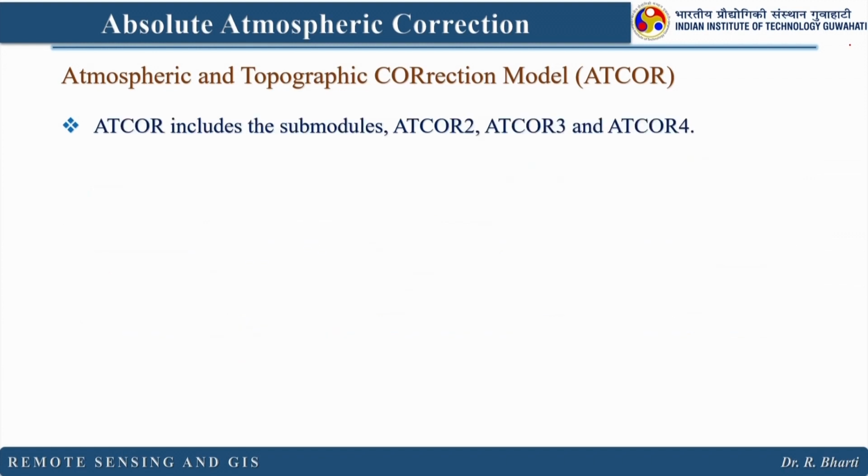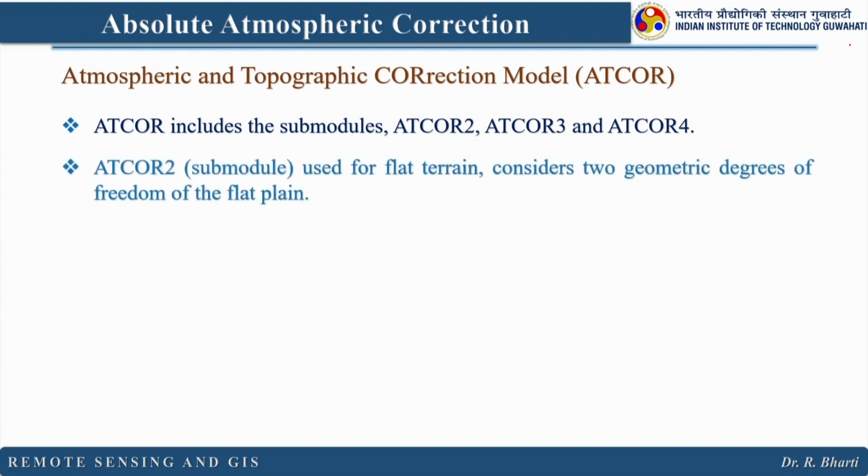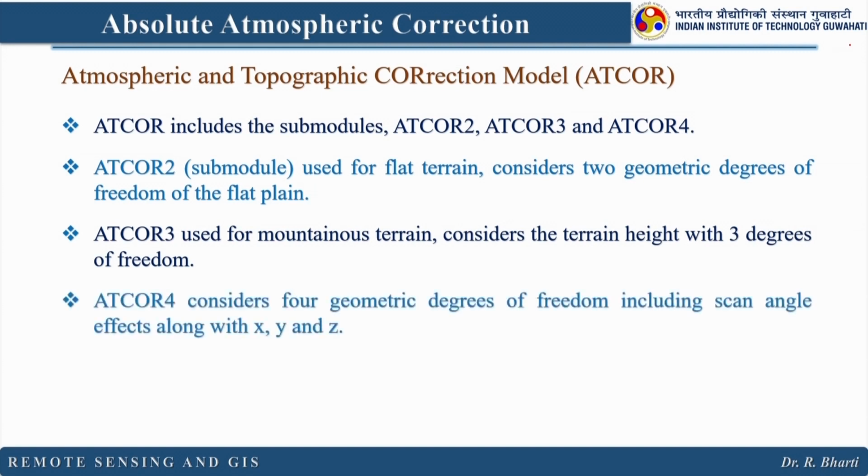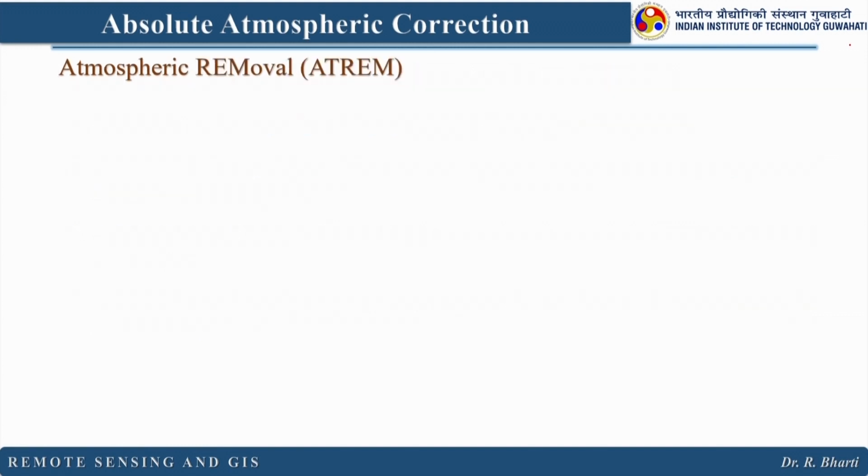In continuation, ATCOR includes sub-modules like ATCOR 2, ATCOR 3, ATCOR 4, and their applications are different. If you see ATCOR 2, it is used for flat terrain, considers 2 geometric degrees of freedom of the flat plane, whereas ATCOR 3 is used for mountainous regions, considers the terrain height with 3 degrees of freedom. ATCOR 4 considers 4 geometric degrees of freedom, includes the scan angle effect along with x, y and z, right.